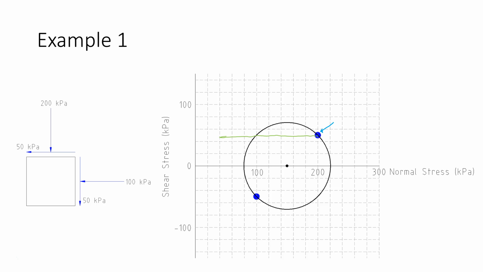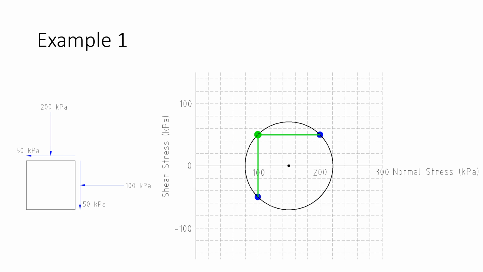Or I could have taken the stresses of 100 kPa normal and 50 kPa shear stress. Those are acting on a vertical plane, so I draw a vertical line. Where those lines intersect is the pole. Again, I've drawn that in with a CAD program. Now that I have the pole, I can draw a line from the pole to any point on the Mohr circle, and that line is the orientation of the plane on which the stresses are acting.